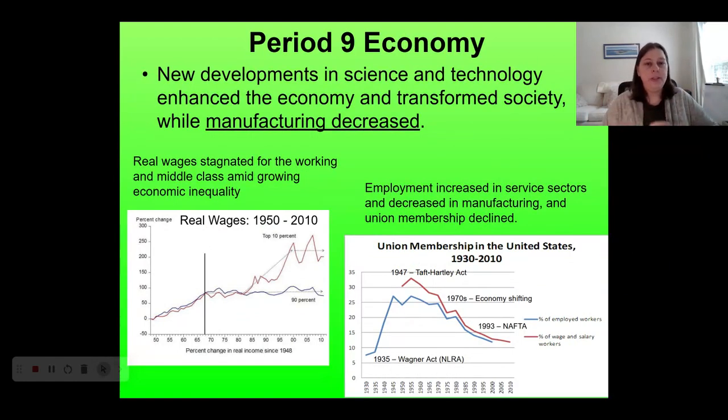Other impacts. This is the same thing, but focusing on slightly different things. So we know that new developments in science and technology enhance the economy and transform society, yay, right? But at the same time, the other continuing trend from the last historical period is that manufacturing is decreasing. This is a trend that starts in the US in the 1970s and continues today. The peak of American manufacturing comes in the early 1900s, at the height of the Gilded Age and the Progressive Era, and the United States is the biggest manufacturing power in the world.